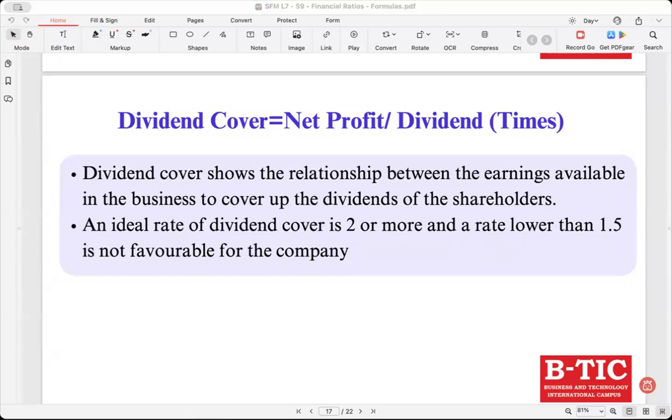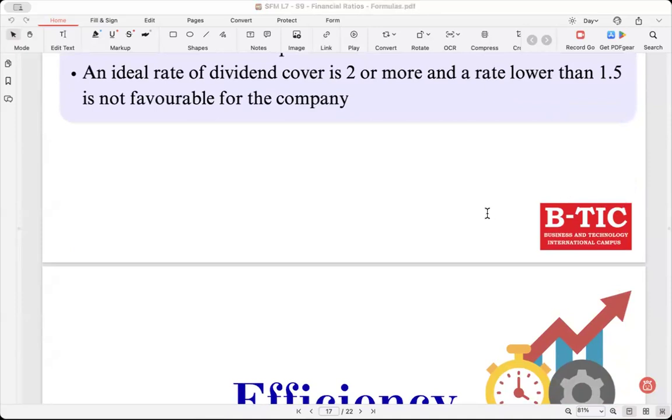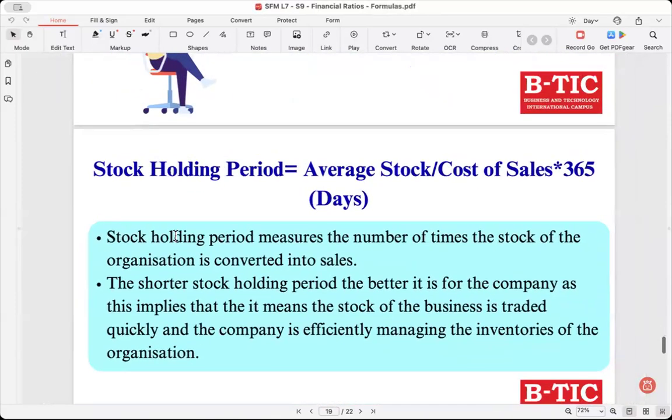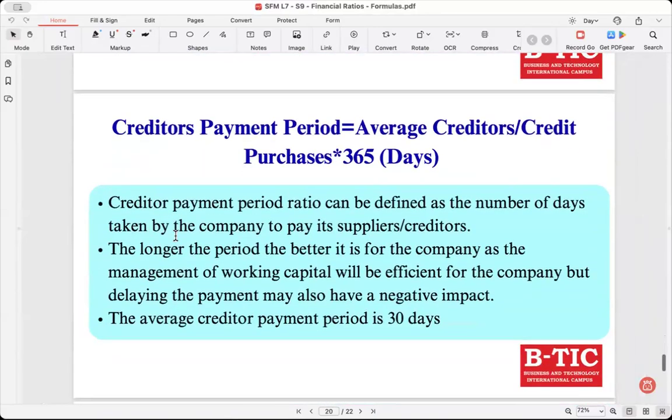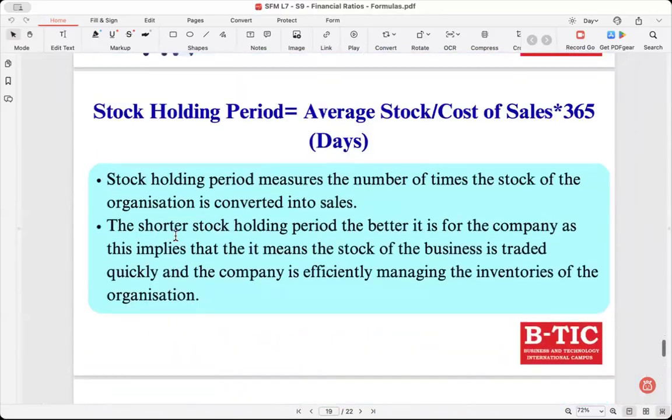All right. So this is investors ratio. And then we are finally moving on to efficiency ratio. Let's look into efficiency ratios. Here we're going to learn about stock holding period, creditors payment period, and debtors collection period.